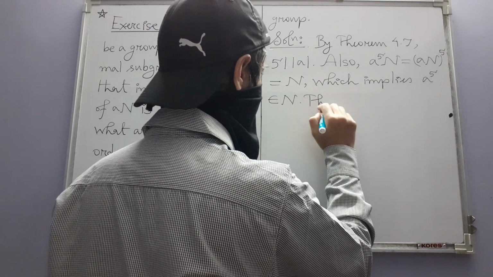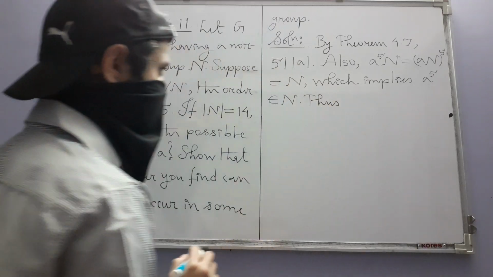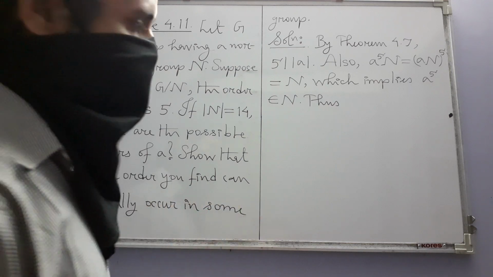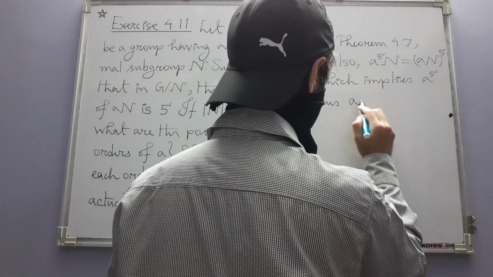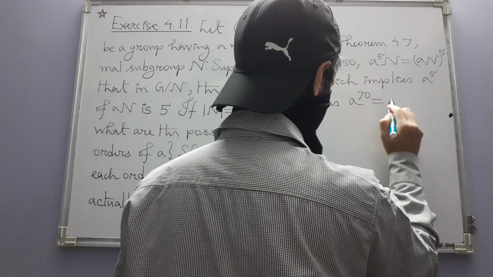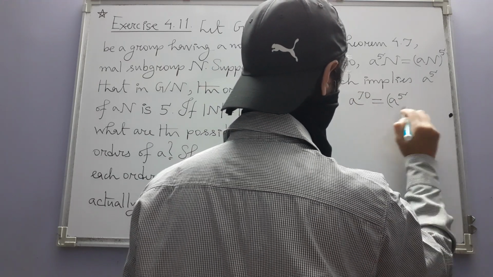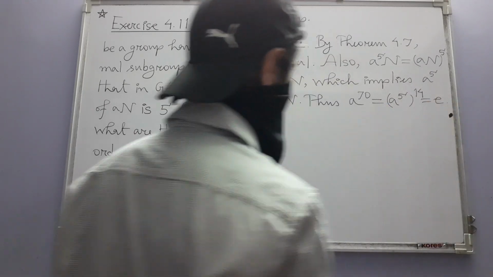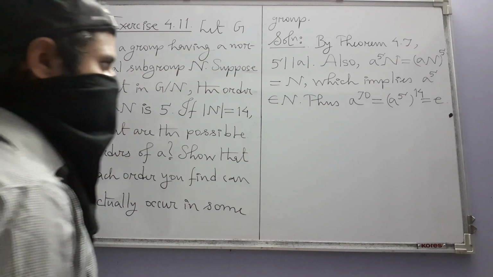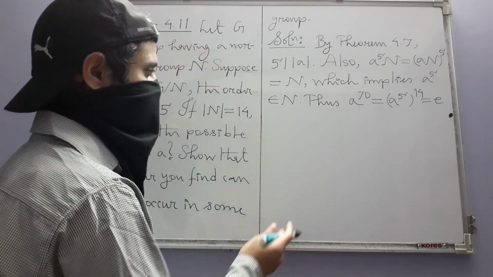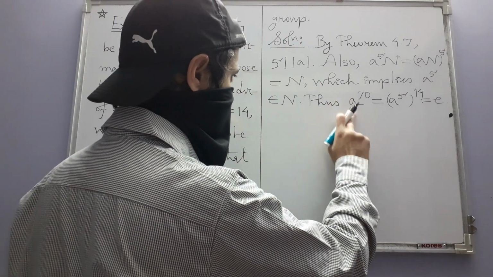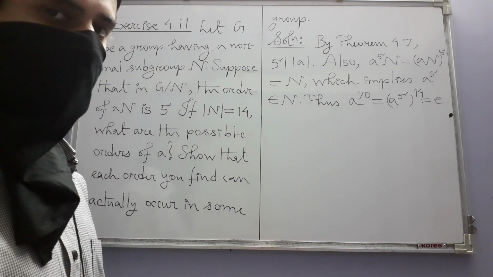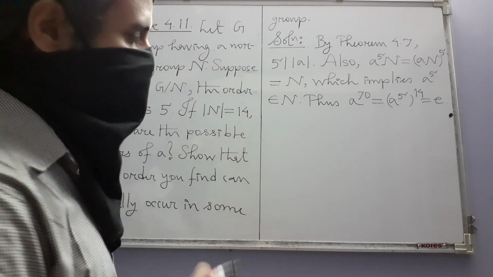Thus, what is the 14th power of A to the power 5? A to the power 70, by one of the rules of exponents. That is this, and this should be equal to the identity. So this tells us that the order of A in G has to divide the exponent 70. That kind of equation allows us to conclude that.